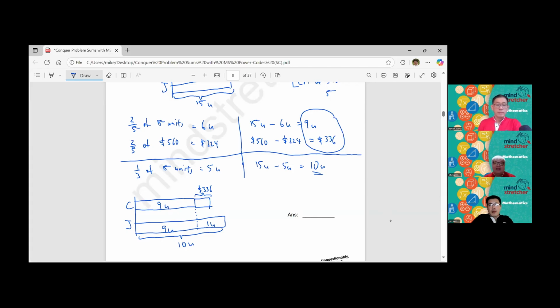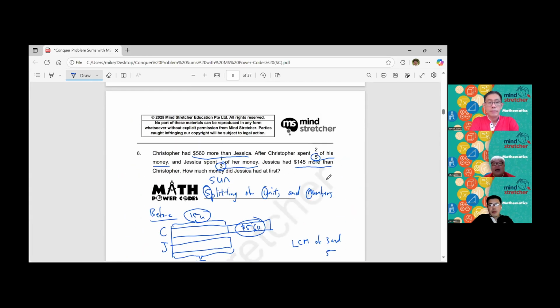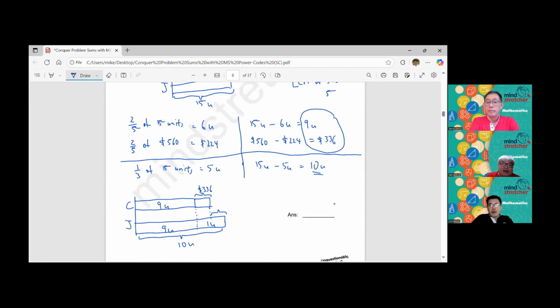Nope, okay. So now if we look at the model, hold on, I forgot one part. From the question, it says that Jessica has 145 more, right? Let me see. Yeah, Jessica has 145 more. So from this model, we know that 1 unit is actually 336 plus 145. That means this is $481.